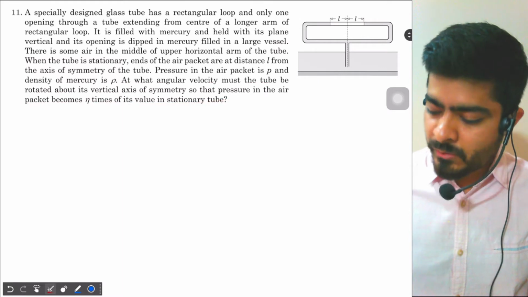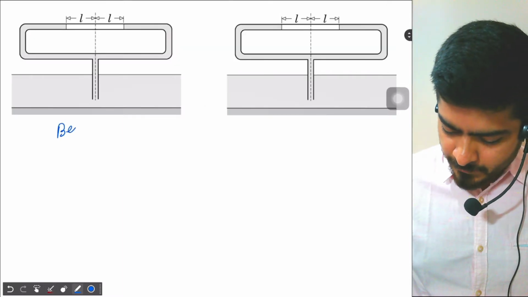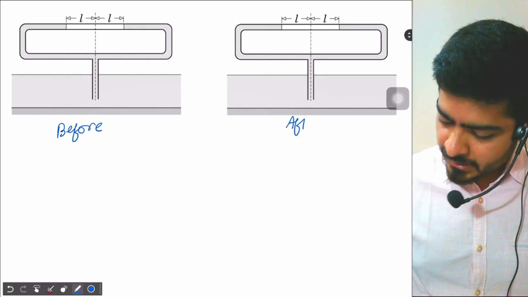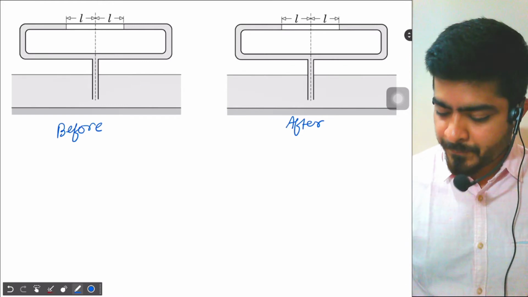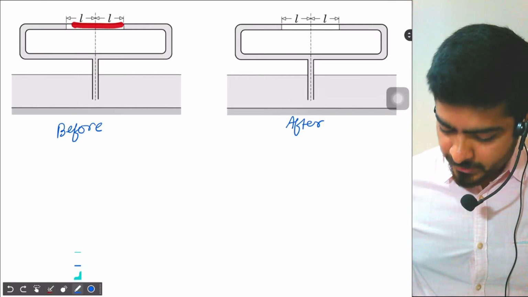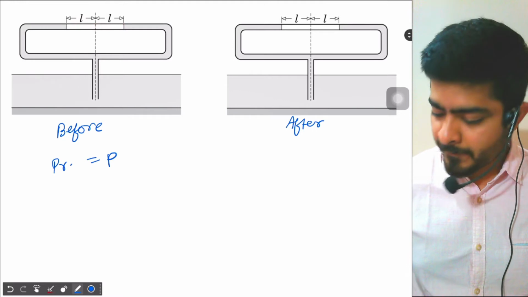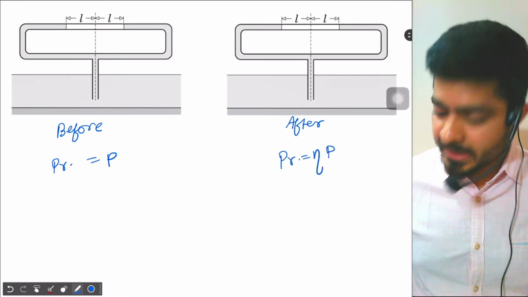So let's see. We will make two cases, one is the before case and the other is the after case. In the before case, the liquid is not rotating. The tube is not rotating. So pressure over here is given to be equal to P. And in the after case, the pressure is given to be eta P.